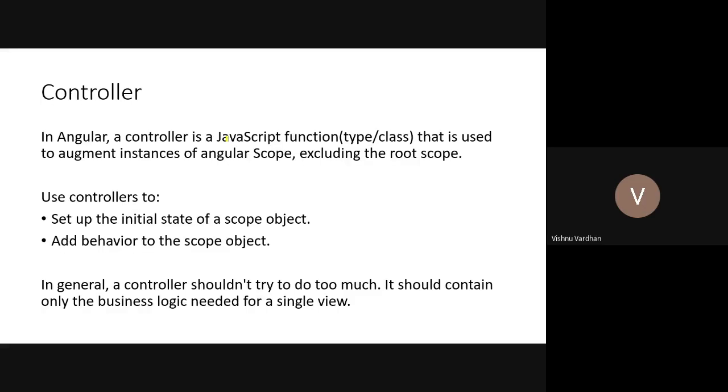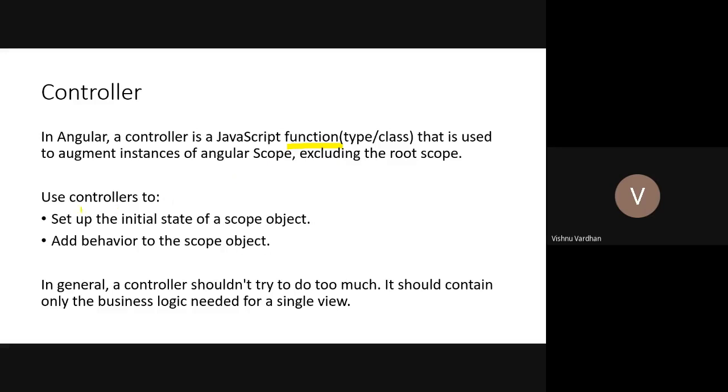Then after this, we are going to see the controller. So what is a controller? In AngularJS, a controller is a JavaScript function that is used to augment instances of Angular scope, excluding the root scope. This is nothing but a JavaScript function. What we do is provide the scope object, which is nothing but the dollar scope. Using that, we are able to connect to the model as well as to the view.